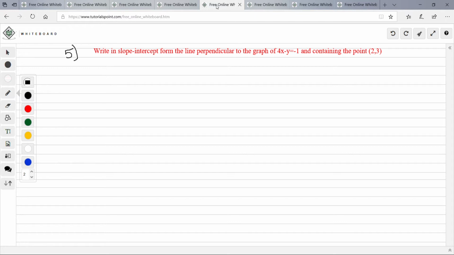So first we have to rewrite it in point-slope form. It's y minus y1 equals m times x minus x1, right? And then what is perpendicular? Perpendicular is when you multiply m1 times m2, and that gives you -1.